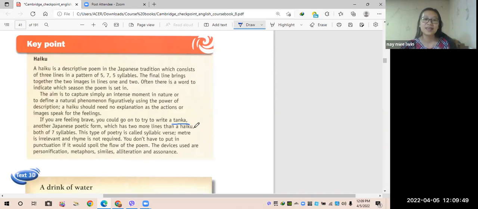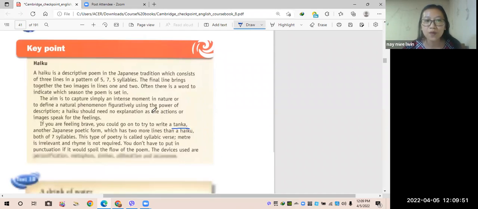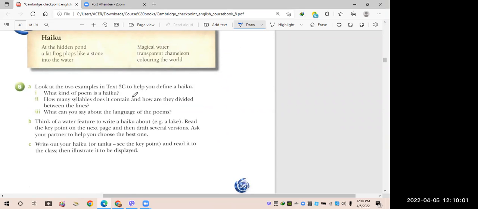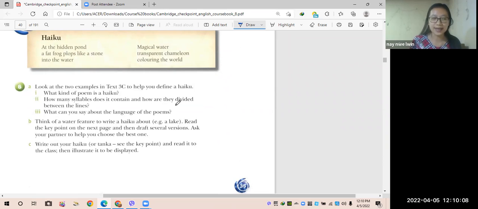Okay, so is there any question before you create your own haiku or your own tanka? Is there any question? No. Can you create that? No. Why not? Don't worry, it is not an individual work again. It will be a group work again. So you guys have to discuss together and you guys have to create a poem together. Okay.